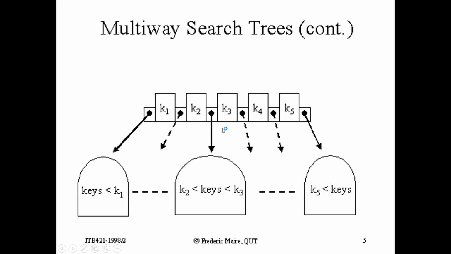Similarly, a branch between K2 and K3 would have all the keys with values greater than K2 but less than K3. And similarly, the last branch would have all the keys that are greater than K5.